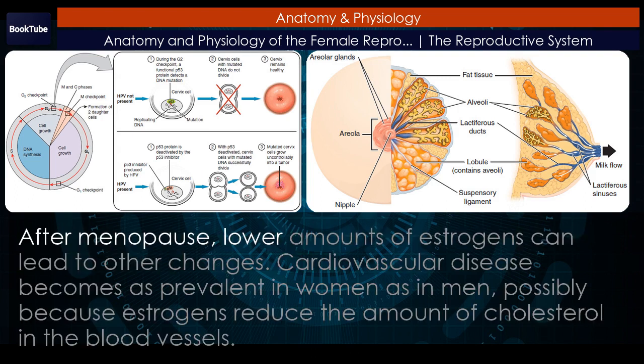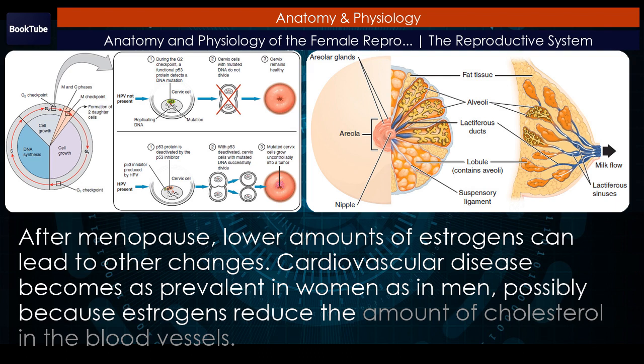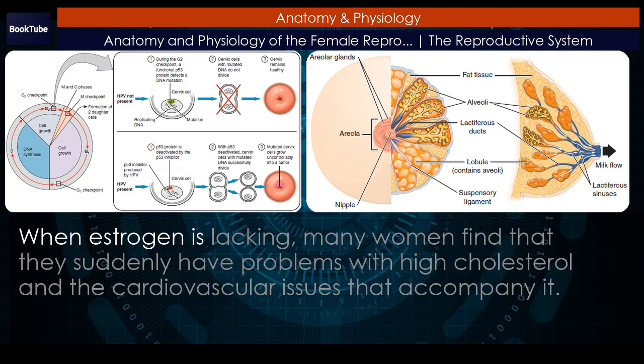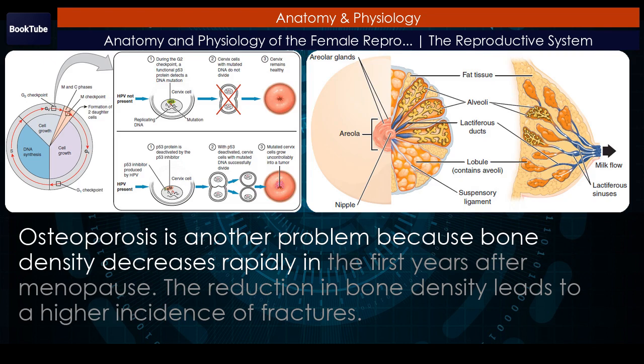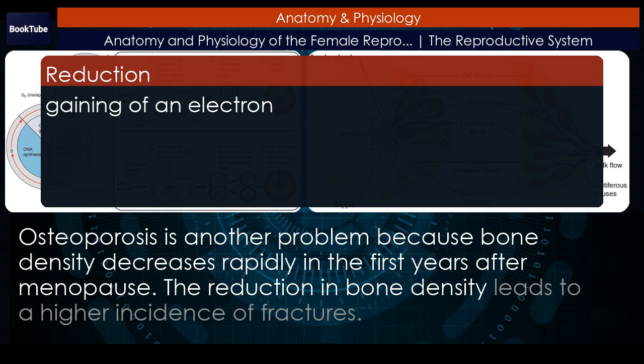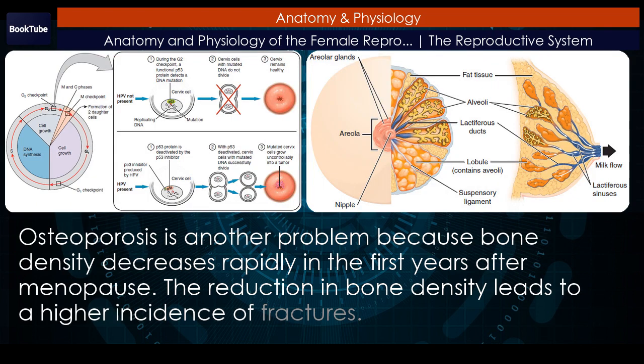After menopause, lower amounts of estrogens can lead to other changes. Cardiovascular disease becomes as prevalent in women as in men, possibly because estrogens reduce the amount of cholesterol in the blood vessels. When estrogen is lacking, many women find that they suddenly have problems with high cholesterol and the cardiovascular issues that accompany it. Osteoporosis is another problem because bone density decreases rapidly in the first years after menopause. The reduction in bone density leads to a higher incidence of fractures.